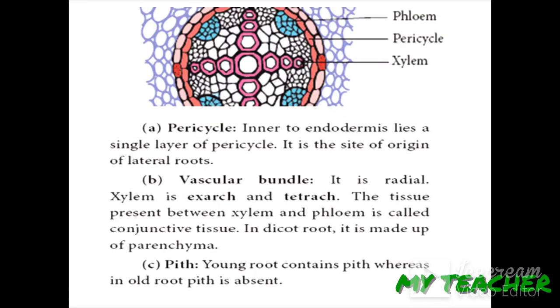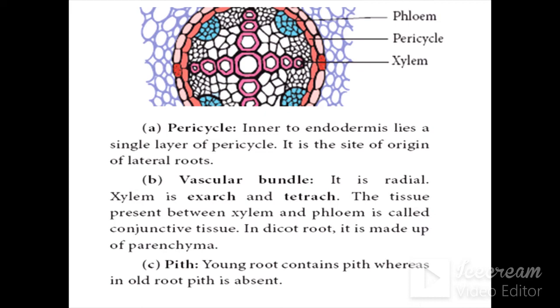The innermost layer is stele. All the tissues inner to the endodermis constitute the stele. It includes pericycle and vascular bundle. Pericycle is inner to the endodermis, a single layer. It is the site of origin of lateral roots. Vascular bundle is radial in dicot root. Xylem is exarch and tetrarch. The tissue present between xylem and phloem is called conjunctive tissue.